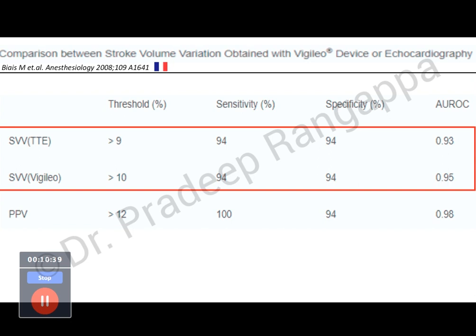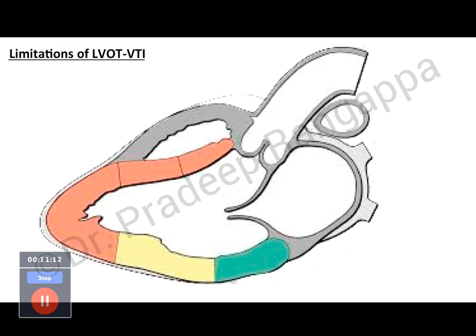So these studies have compared stroke volume measured by echo, which means they have taken LVOT VTI and cross-sectional area. There is no study which has compared stroke volume variation with LVOT VTI, which is only one component of stroke volume. So this is my argument that it cannot be superior to stroke volume variation measured by, either you have to measure stroke volume by echo. So taking only LVOT VTI, we cannot necessarily say that it is superior to SVV measured by a cardiac output monitor. And what are the limitations of LVOT VTI?